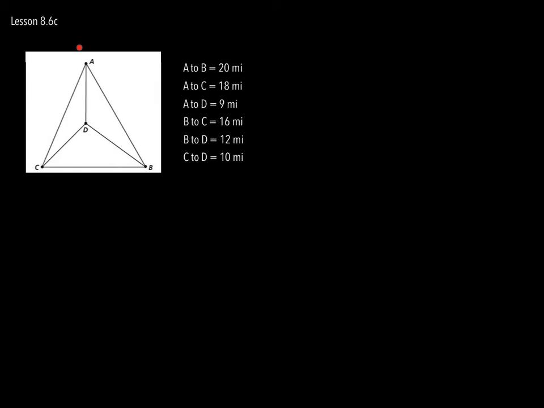I want you to find the shortest distance that goes from point A and goes through all points B, C, and D in any order. I want you to find the shortest distance to make that happen. Give me a second and I will type that up.